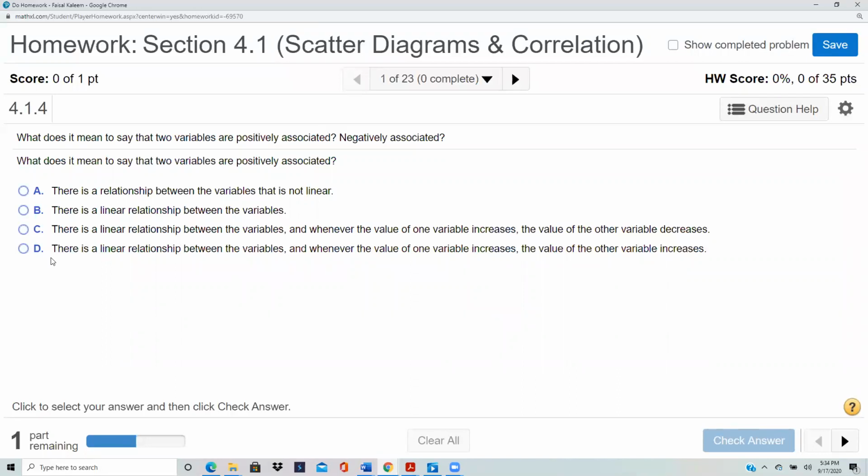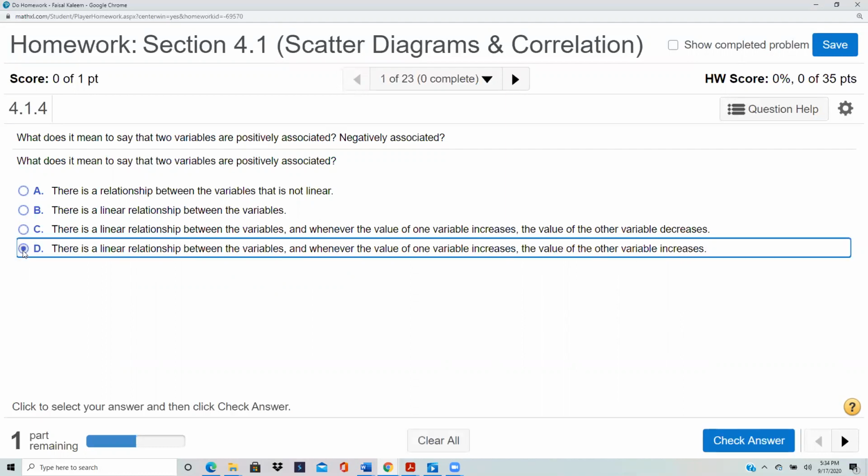There's a linear relationship between the variables, and whenever the value of one variable increases, the value of the other increases. Now, strictly speaking, there doesn't have to be a linear relationship. There could even be a quadratic relationship. So this is not the ideal answer, but it is the best answer among the choices that we have, because none of the others is conveying the main idea that I mentioned, that they have to go in the same direction. This one is saying that when one increases, the other decreases.